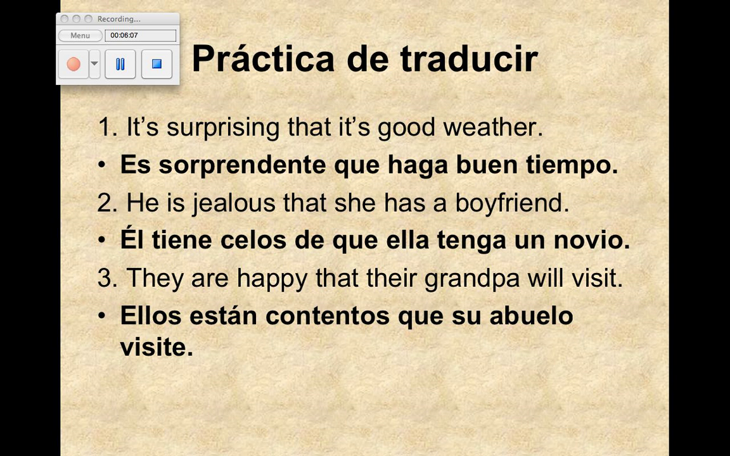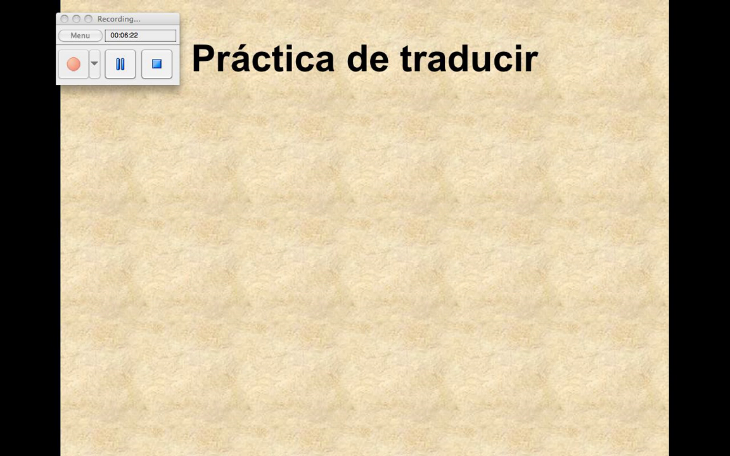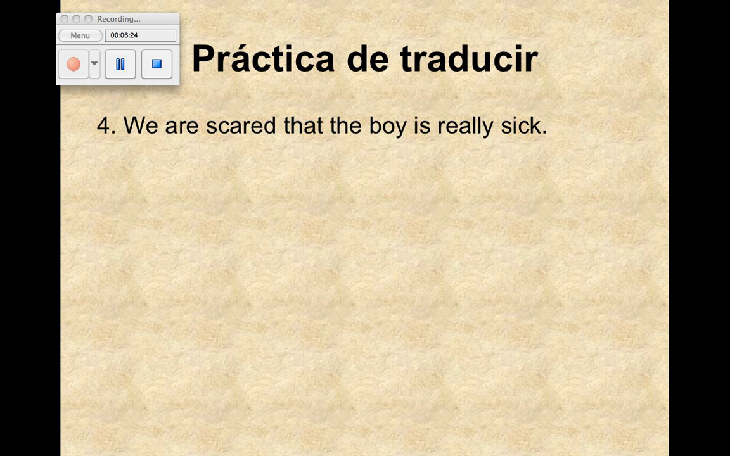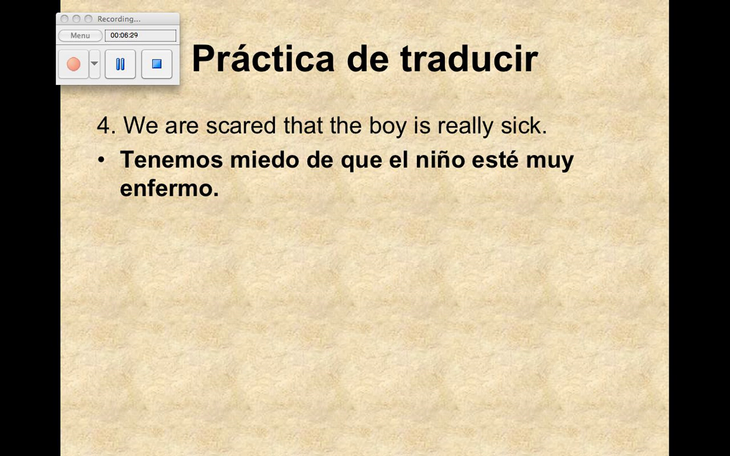Ellos están contentos. You could also have used ellos se alegran que su abuelo visite. Now you look here in English, it says will. We're not going to use the future. We use subjunctive here. Okay, a little bit more. So again, pause it because I'm going to move ahead. Tenemos miedo de que el niño esté muy enfermo.